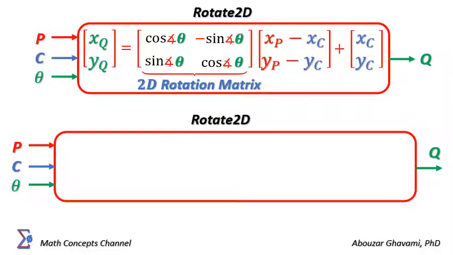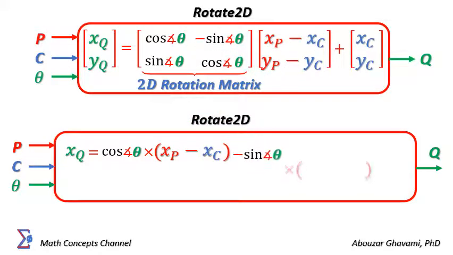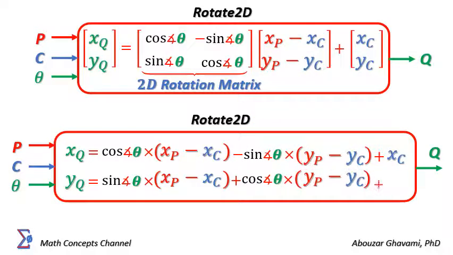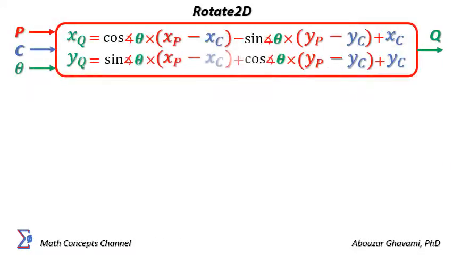Expanding the matrix equation, we have xq equals cosine of theta times xp minus xc, minus sine of theta times yp minus yc, plus xc. And yq equals sine of theta times xp minus xc, plus cosine of theta times yp minus yc, plus yc. Let's write these two equations in Python.